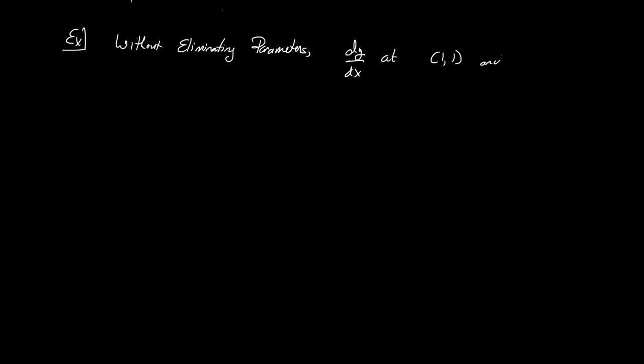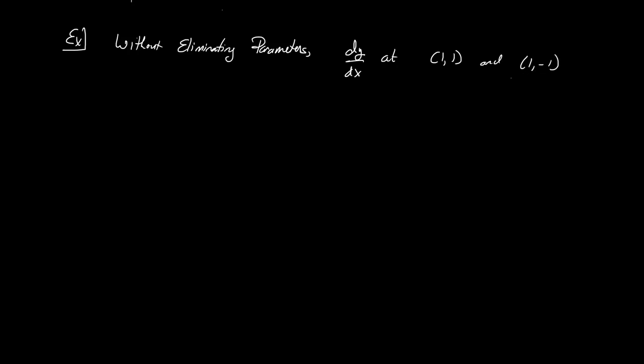So in the next portion of this video, I'm going to find the first derivative at a couple points. I'm not going to do the second derivative because the second derivative is a little bit tricky. We're only going to do the first derivative of this parametric curve at a couple points. So without eliminating parameters, let us find dy/dx at (1, 1) and (1, -1).